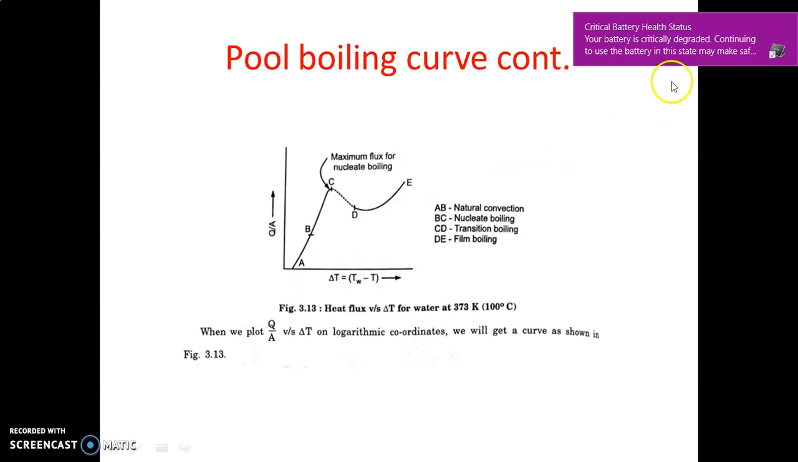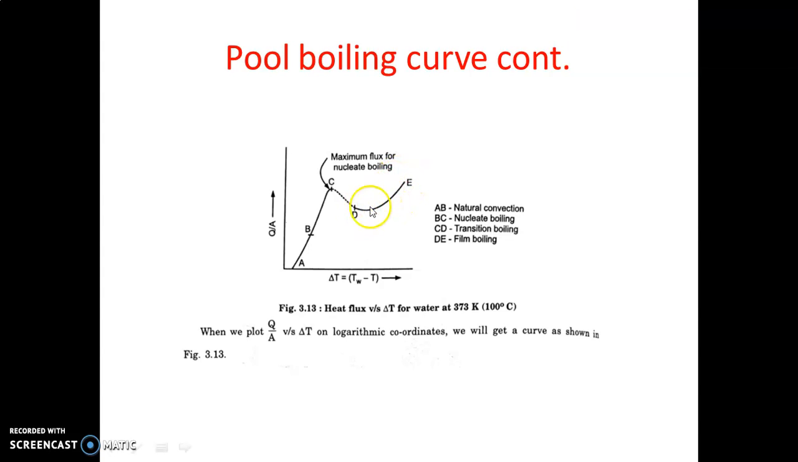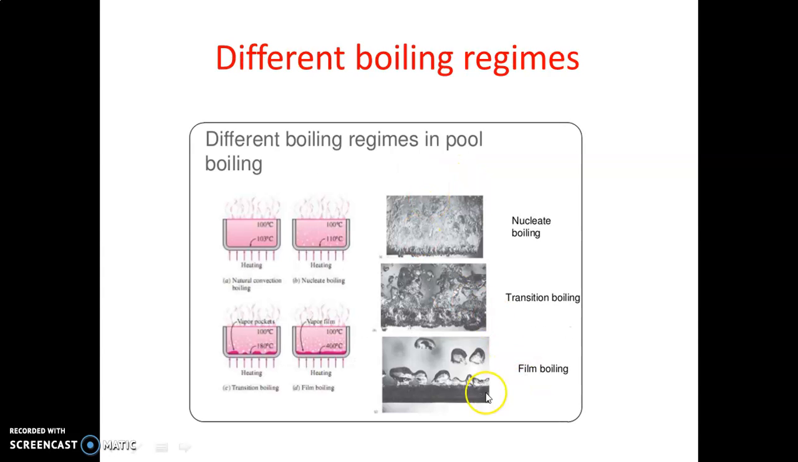So the delta T is increased after this point, so radiation becomes important, and it is called film boiling. If we look at this photo, it shows that this is the stable film, and through this stable film heat is transferred. Okay, so here again the rate of heat transfer or heat flux is increased.